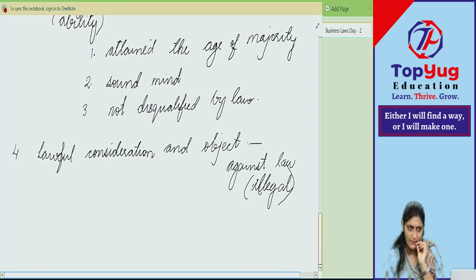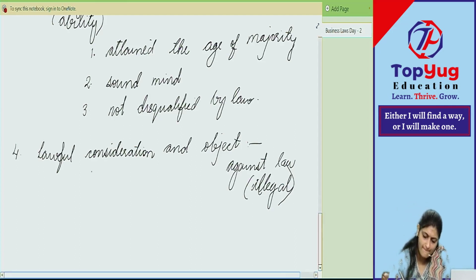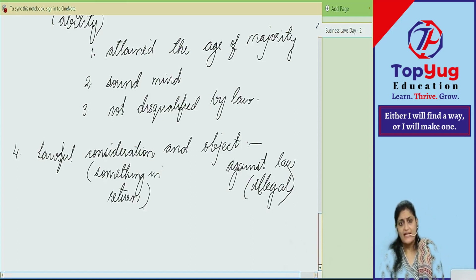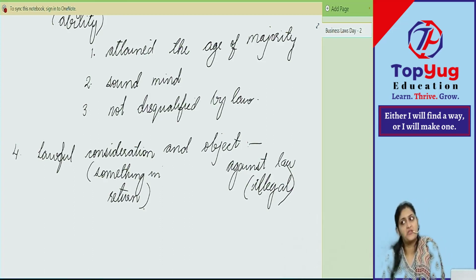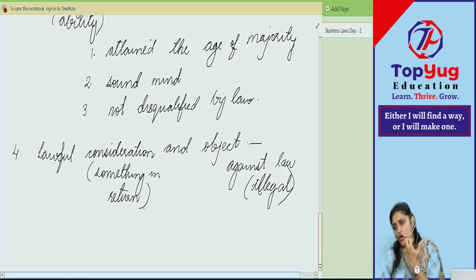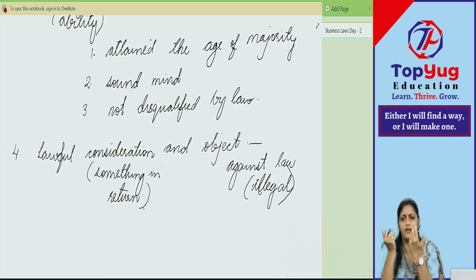Now you tell me, what is that you mean by consideration? Very good. Something in return. So if I am entering into contract with you, something in return, whatever I am getting should be lawful. Otherwise not a valid contract. So for example, I am telling you, I will sell you my house, but in return you give me narcotics, drugs. I will give you a house, in return you give me drugs.